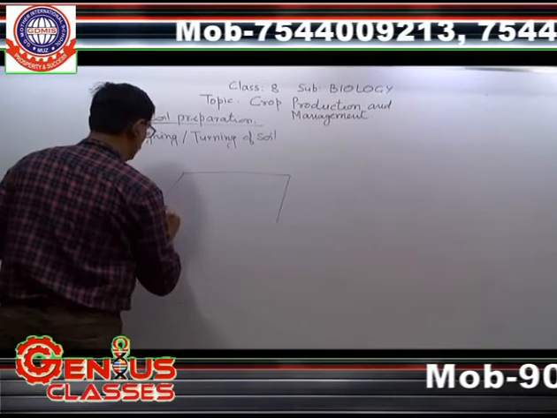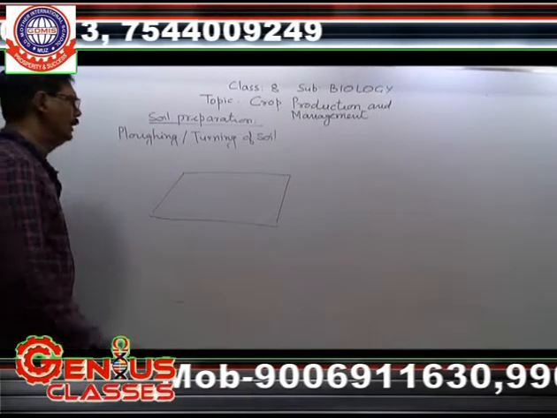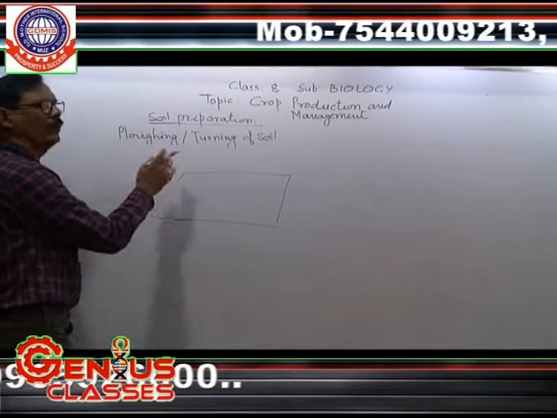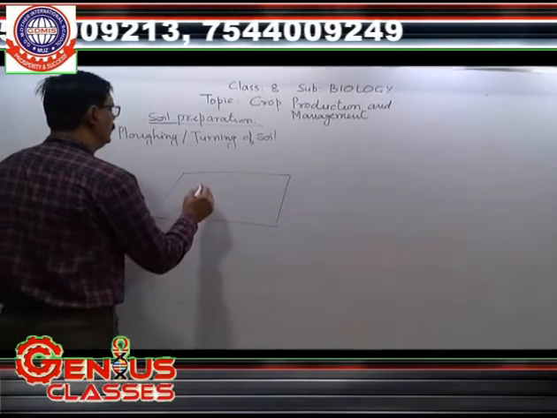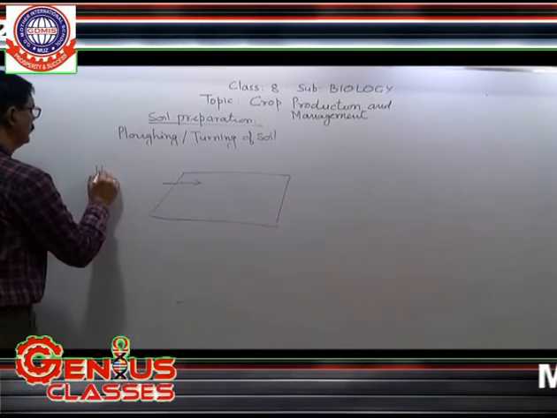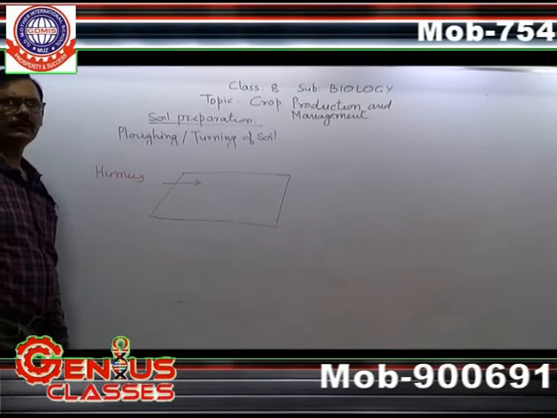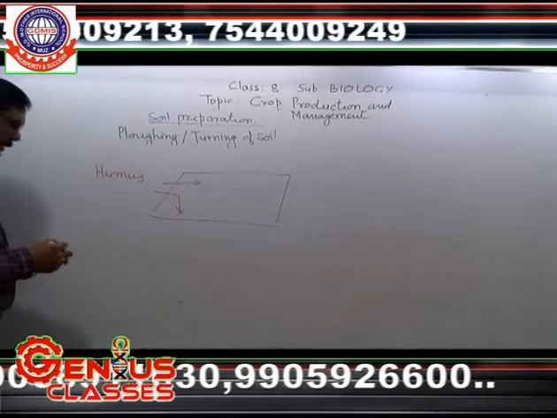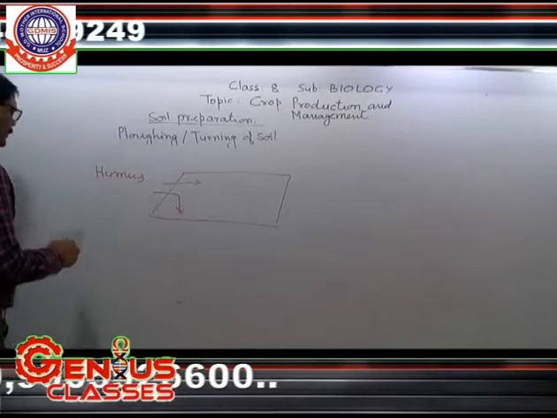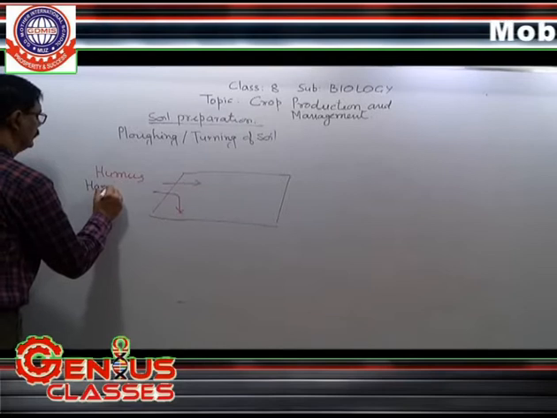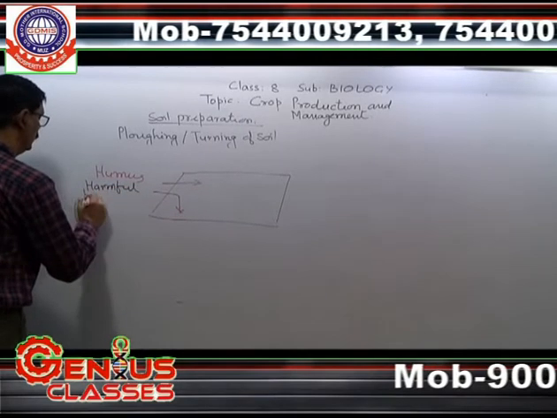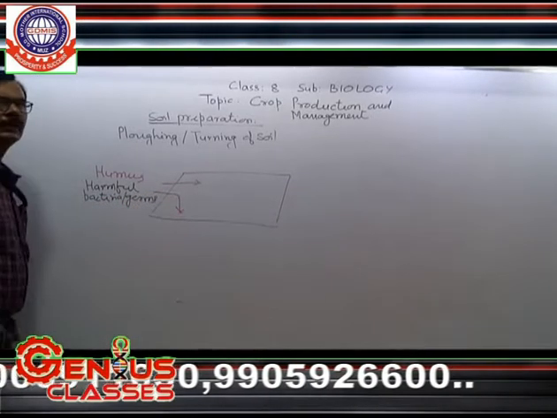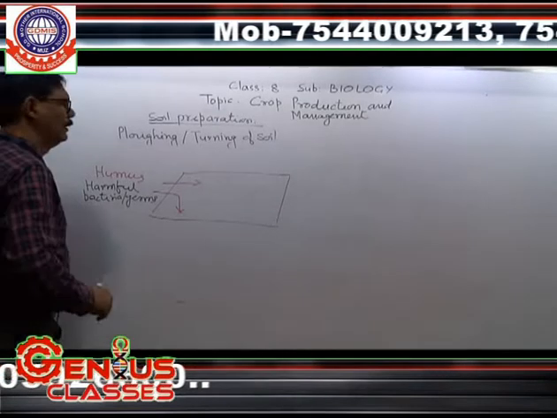Suppose this is the field and this is the tough surface. Once the previous crop has been taken away, this part contains humus. Also, inside there is harmful bacteria or germs growing under the soil.